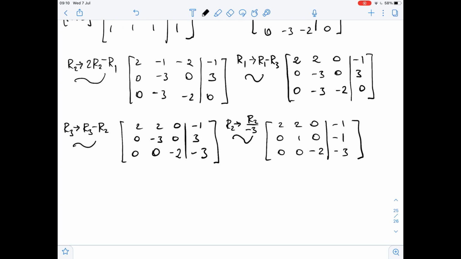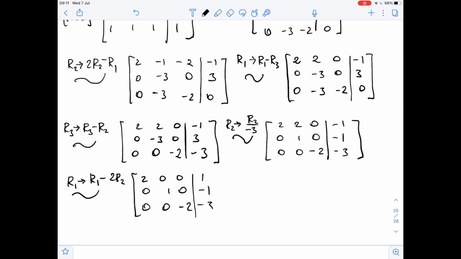Next, we multiply the second row by 2 and subtract it from the first row. So row 1 becomes row 1 minus 2 times row 2. We get 2, 0, 0, 1, 0, 1, 0, -1, 0, 0, -2, -3.